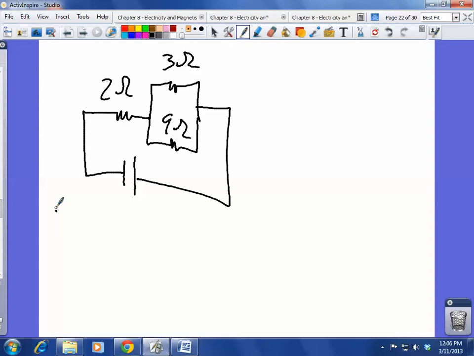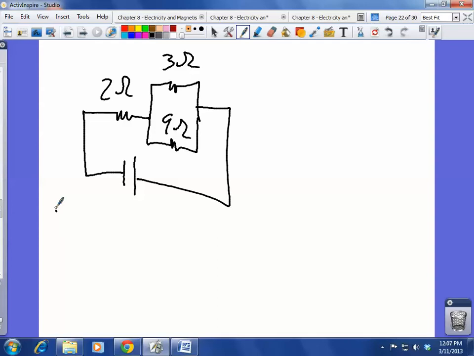What's in parallel here? The 3 and the 9. So the 3 ohm here and the 9 ohm here are parallel. This 2 ohm is in series with this whole thing. So the first step we have to do here is we have to say what is the equivalent resistance of this part? No, because remember we have to take the inverse.